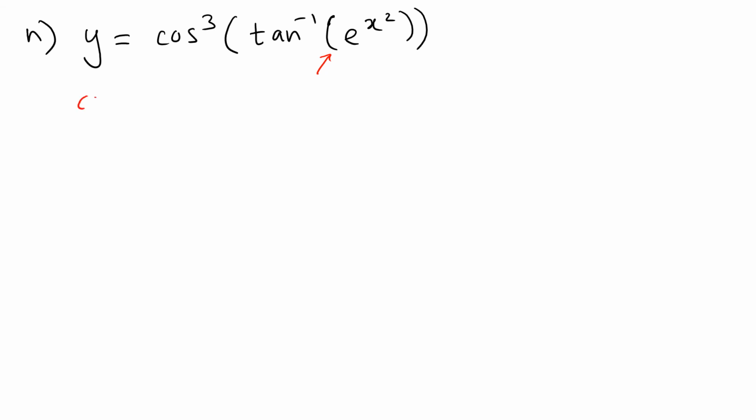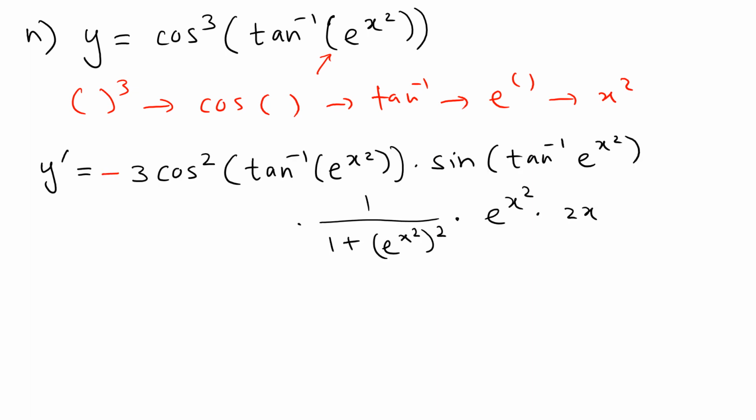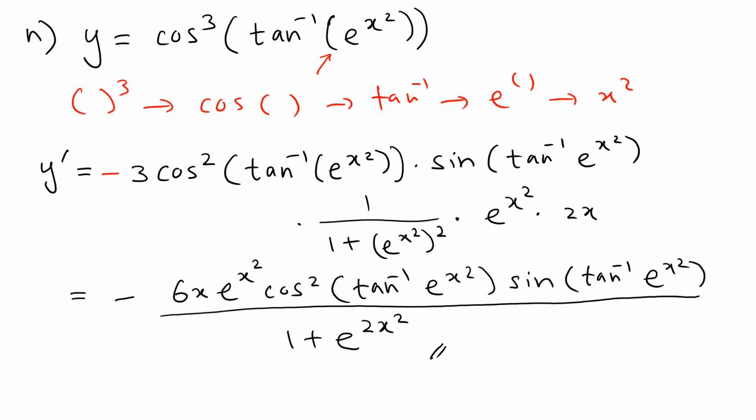So what's the first one? You can see the first one is the cube. So we normally write bracket cube, and then the next one is the cosine, and the next one is the tan inverse, and then e to the x, and then x squared. So that's the chain. So we can write the derivative like this. See whether you get this as a derivative, and then you can finally write the answer like this. Now try the following problems as practice problems.